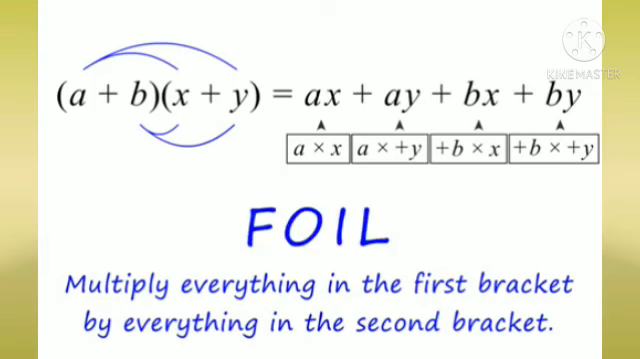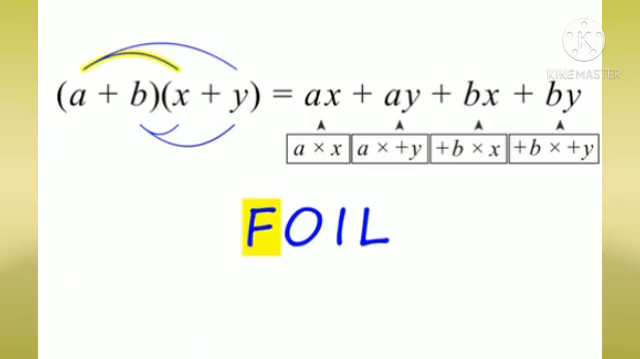Some people like to use the word FOIL to remind them how to do this multiplication. F reminds us to multiply the first term by the first term. O reminds us to multiply the two outer terms. I reminds us to multiply the two inner terms. And L reminds us to multiply the two last terms. Please pause and try to memorize this pattern.